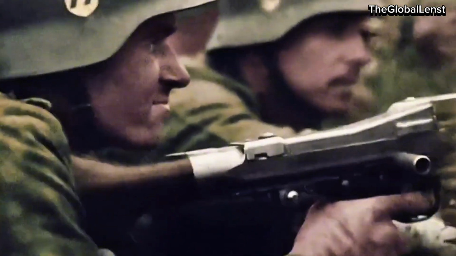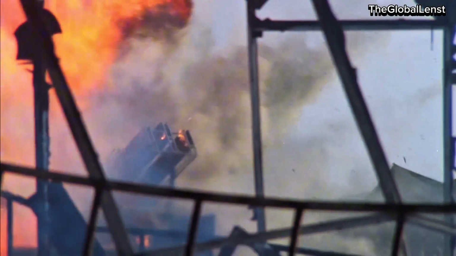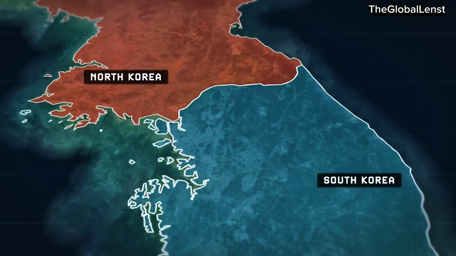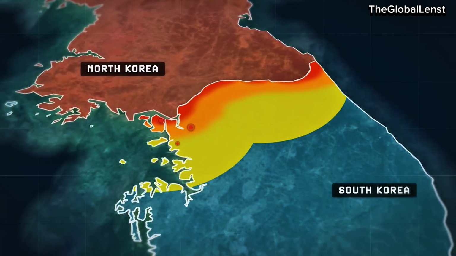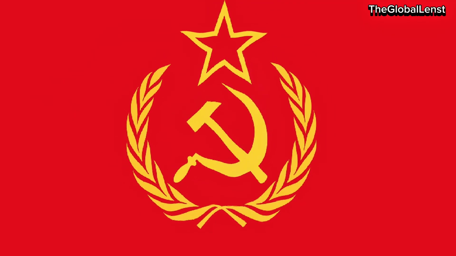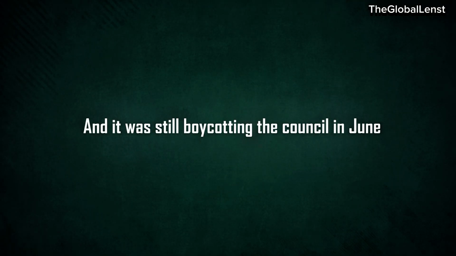Following a dawn artillery barrage, 7 combat-ready divisions advanced south across the 38th parallel, behind a line of giant Russian T-34 tanks. The attack achieved complete surprise. The Soviet Union had walked out of the Security Council in January to protest the UN decision not to admit Communist China, and it was still boycotting the Council in June.